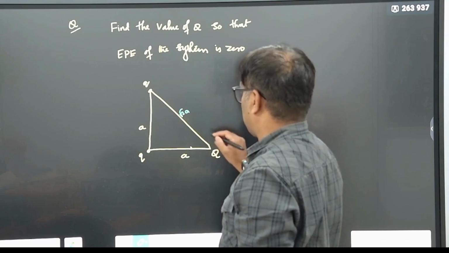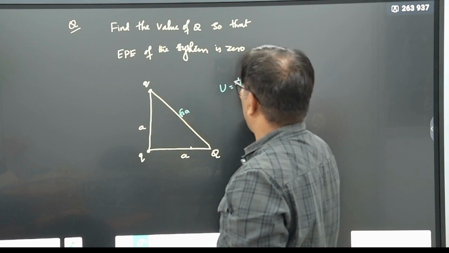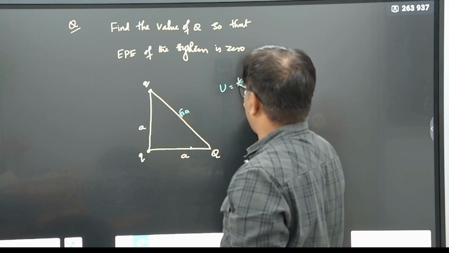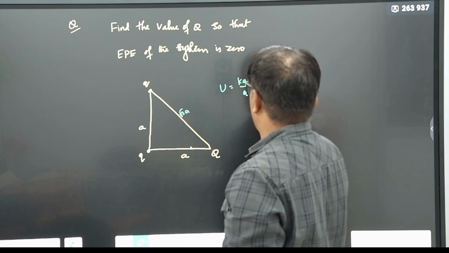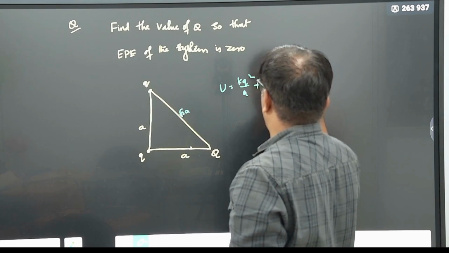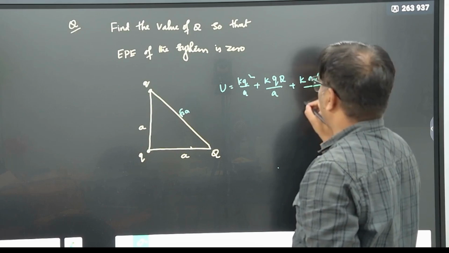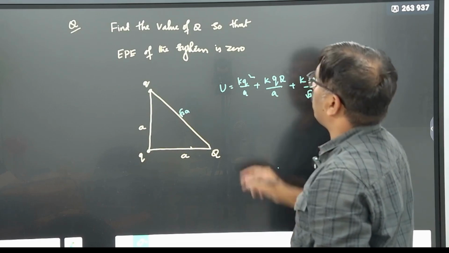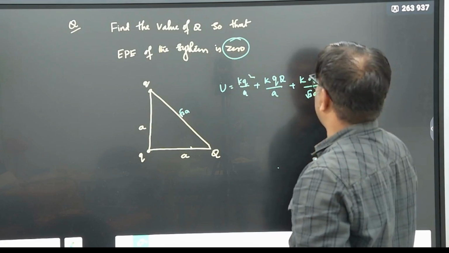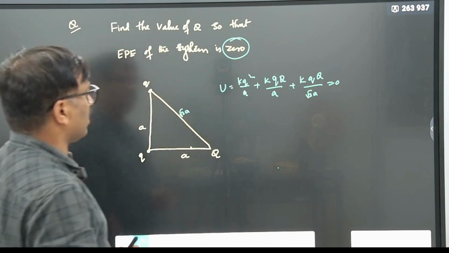So what you can write is: the potential energy between these two is k into q square by a, plus between these two k into q square by a, plus k into q into q divided by root 2 into a. But what was said? It was said that the potential energy is 0 here. This is 0. Clear? So now you can simplify it.